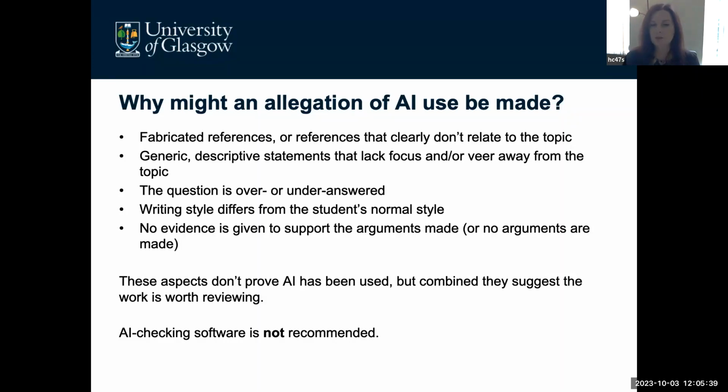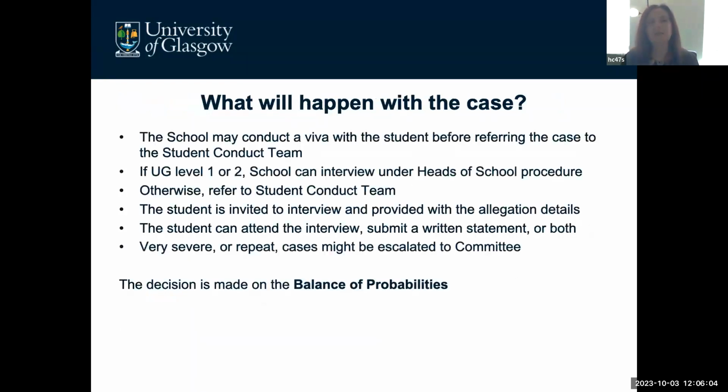We don't recommend using AI checking software. A, it's not particularly accurate, and B, they can be data scraping to improve the AI. We also don't permit it to be submitted by the student as evidence that their work is not AI generated. So we really don't want that from either side. Could we move on, please, Andrew?